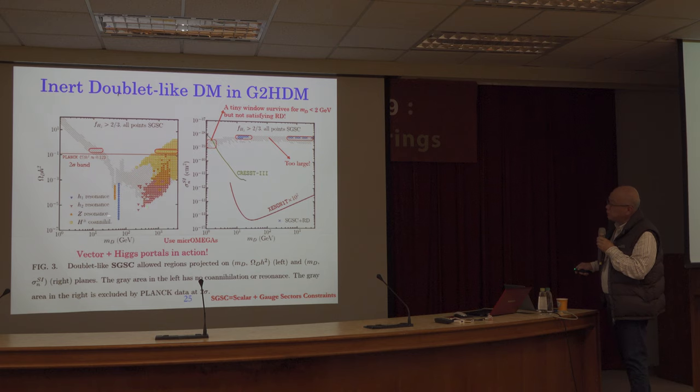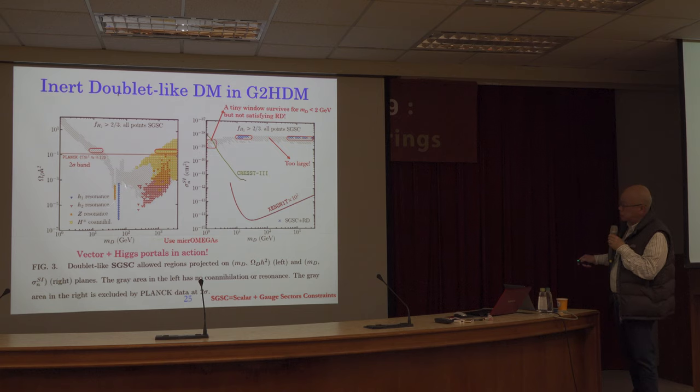And it's clear that we have a Higgs resonance here. The blue one is the Higgs resonance, and the orange one is the Z resonance effect. So in this case, the vector portal and the Higgs portal are in action. You can see the effect clearly here.